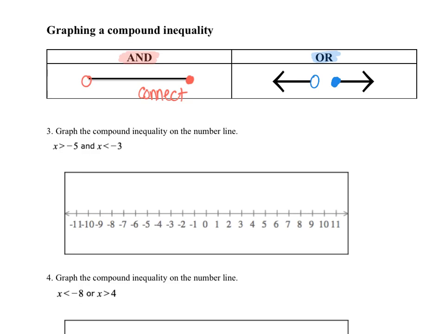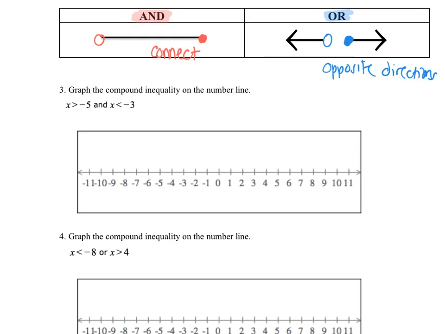So it's saying that some of them are greater than this number and some of them are less than this number, and there's no filled in between. Okay, so they go opposite directions if you see an or. So when you go to graph these, the first example says x is greater than -5 and x is less than -3. That's what that one says, okay?